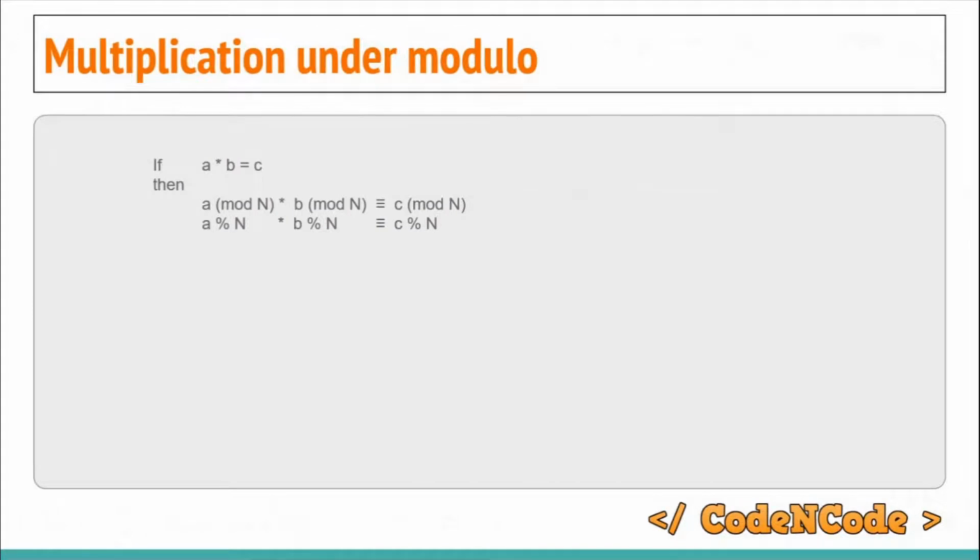Now let's continue. This is very important because in competitive programming there are many situations when you have to calculate a result, suppose c, as a into b modulo some integer n. So this states multiplication under modulo: if we have three integers where a into b is equal to c, then a mod n into b mod n is congruent to c mod n. Basically, a modulo n into b modulo n is congruent to c modulo n.